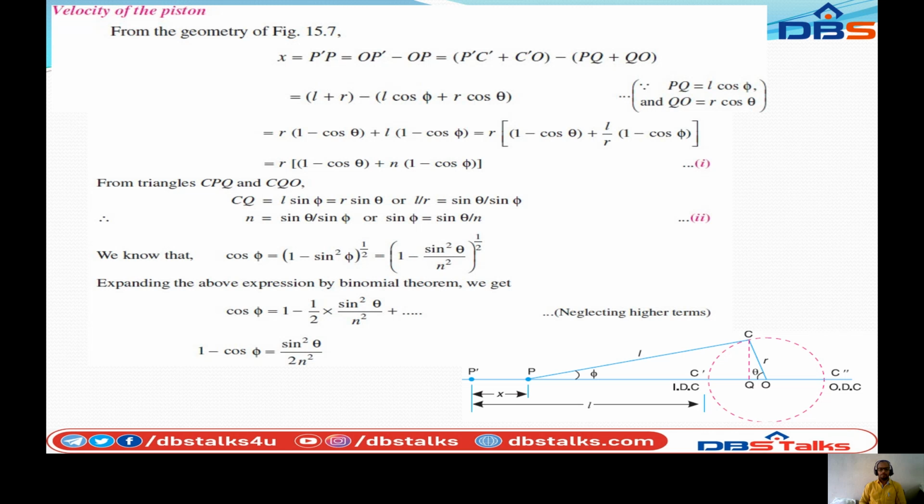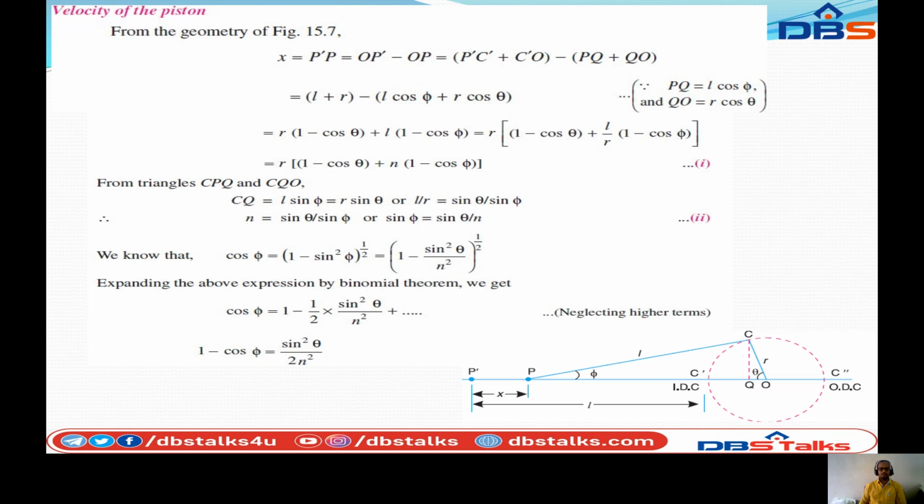Let us consider PC dash Q as a right angle triangle. From that, PQ is equal to L cos phi plus QO as R cos theta. By simplifying this equation, taking R common, x is equal to R of 1 minus cos theta plus L by R, what is meant by L by R, that is n, into 1 minus cos phi.